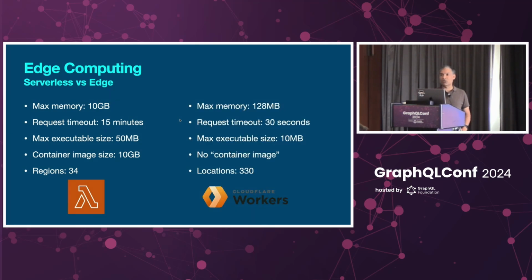Now compare this to Cloudflare Workers, which is a typical edge environment. The first thing you will notice is the max memory is 128 meg. That means AWS Lambda supports 80 times as much memory. So you kind of have to deal with this constraint. But what you get out of dealing with this constraint is locations. You have almost 10 times as many locations where your edge computing infrastructure will be sitting. That means your client is likely to connect to a very close-by compute resource.